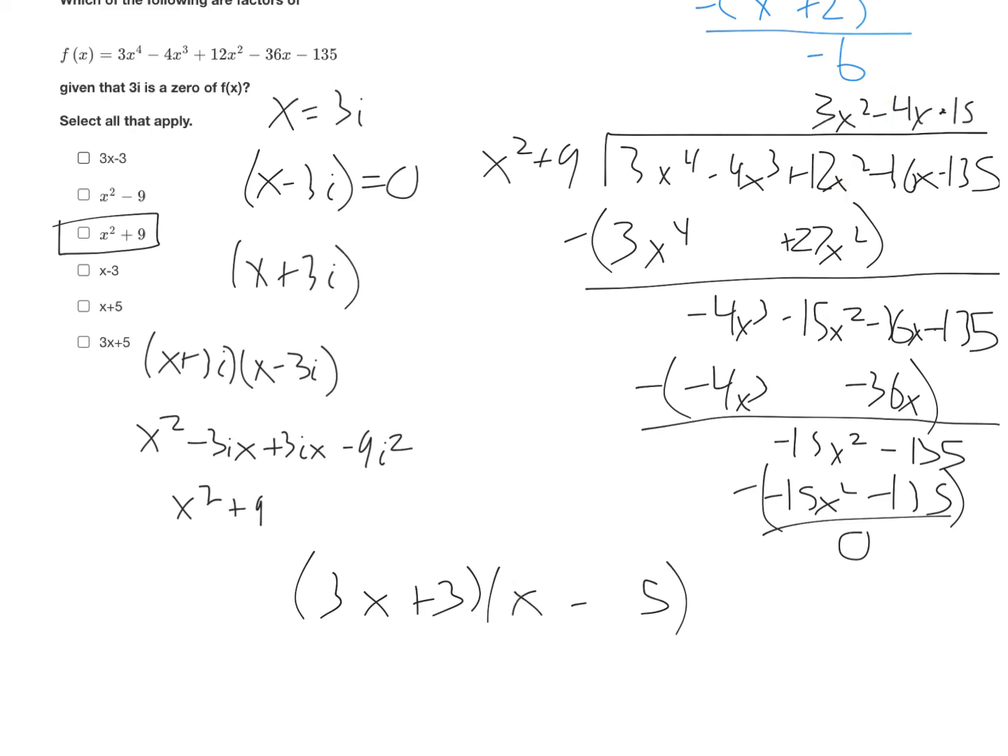But if I switch those two, make this minus 3 and this plus 5, now 3 times negative 3 is negative 9, plus 5 is negative 4. That's what I want. So both of those, 3x plus 5 and x minus 3, are other factors. All right, so that's the first two problems.